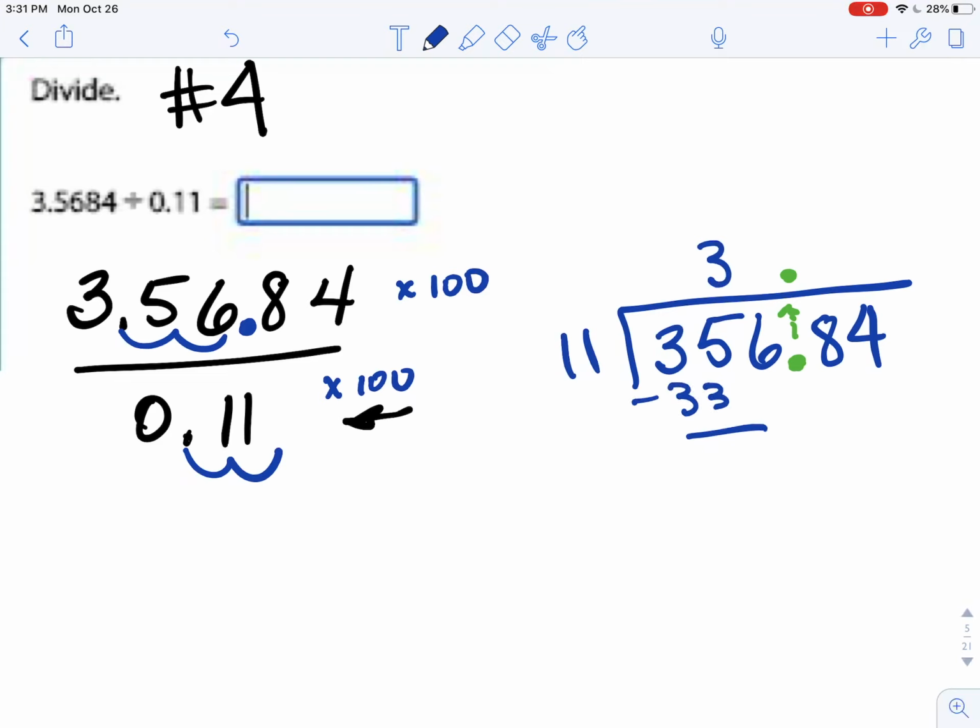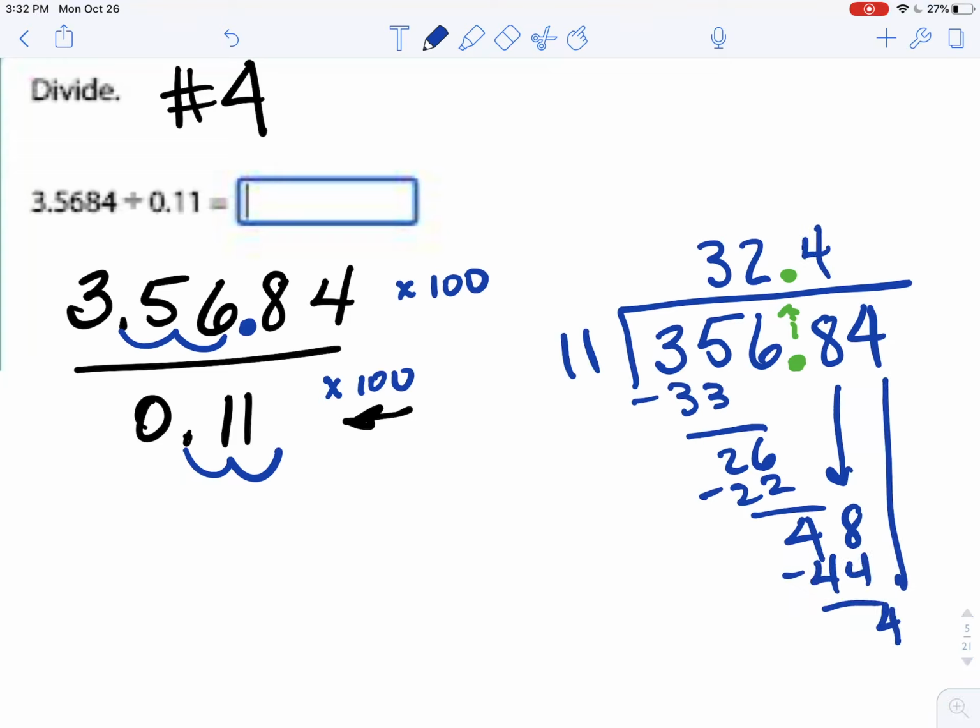Minus 33, 26. 11 goes into 26 2 times. Minus 22, 48, 4, minus 44, 4, 4. 4 goes into 40, 11 goes into 44, 0 times 0, 32.44.